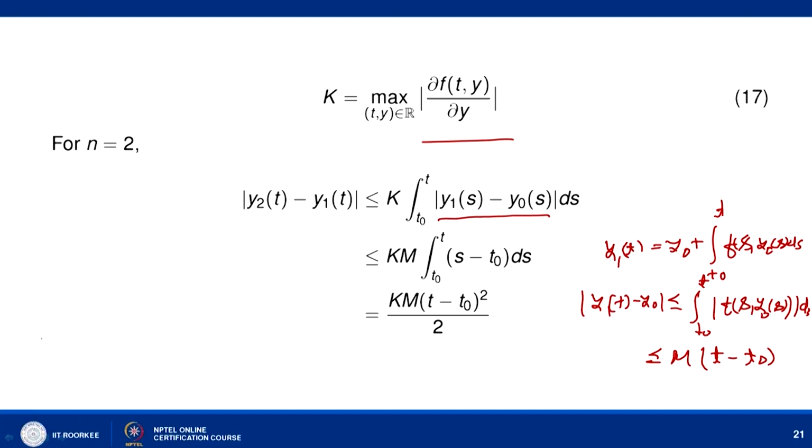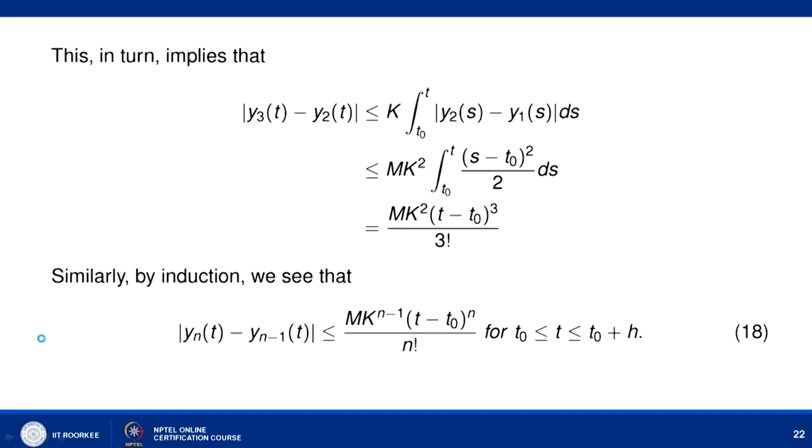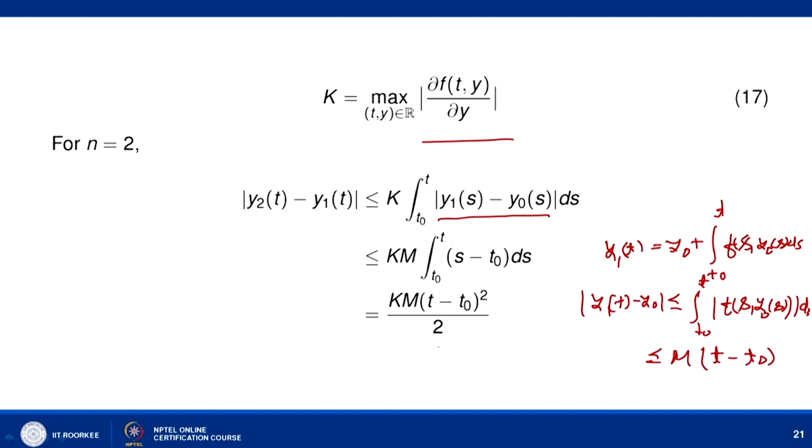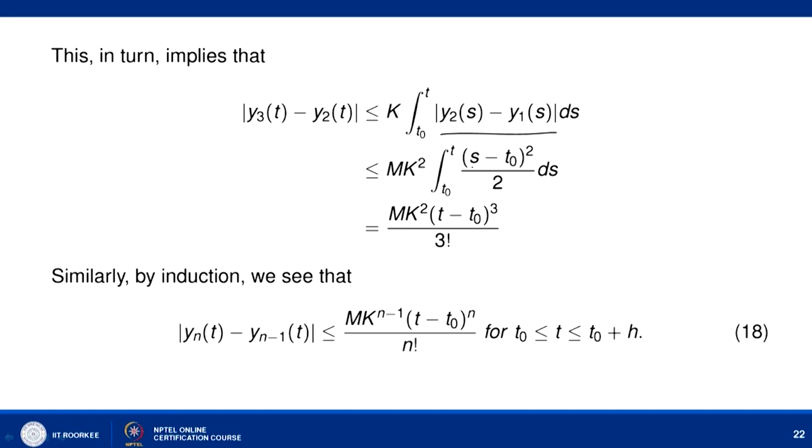So, now we have shown this for n equal to 2. Now, we can also say that y3(t) minus y2(t) is less than or equal to k times the integral from T naught to T of y2(s) minus y1(s) ds, and we have just calculated the bound for this y2(s) minus y1(s): it is bounded by k M (t minus T naught) square divided by 2. So, using this bound we can write M k square times the integral from T naught to T of (s minus T naught) square divided by 2 ds, and when you calculate this, it comes out to be M k square (t minus T naught) to the power 3 divided by factorial 3.